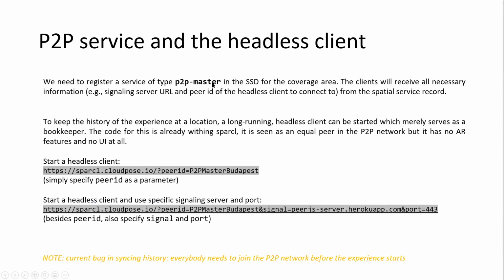For that, the easiest thing for us was to define this as a new type of service called peer-to-peer master, and this can be queried amongst the available services in an area. The URL of the peer-to-peer master service is basically just to the headless client and the name of it, so that everyone else can connect to this one. In my example, this peer-to-peer master Budapest is the peer ID of this client. If I start it with this, it starts in headless mode, and everyone else can connect to it.